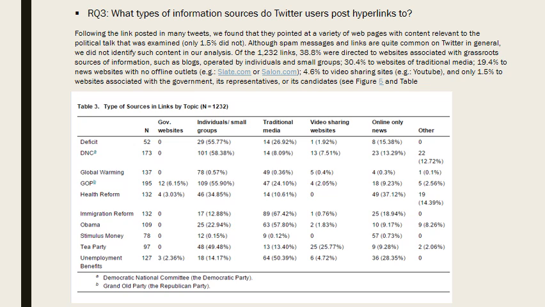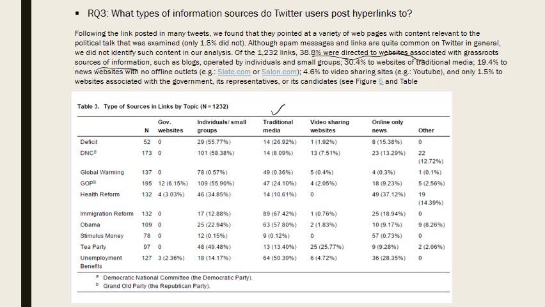So in the 1,232 links, 38% were directed towards websites associated with grassroots sorts of information, such as blogs operated by individuals and small groups. So you can see here, I'm trying to find it. So grassroots, where's grassroots on here? Individuals, small groups, okay? So they said 38.8% were linked towards grassroots sources of information. And then it says 30.4% to websites of traditional media, okay? So here you have traditional media.